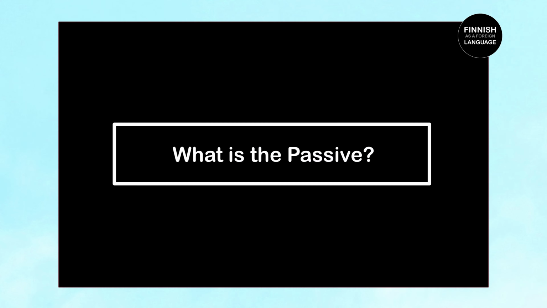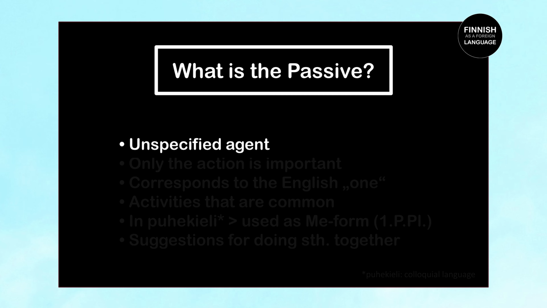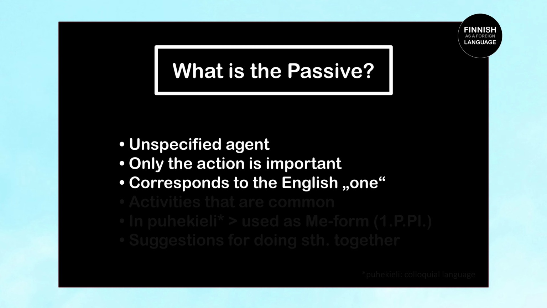So let's go. The passive is used when our agent is unspecified, so that means when we don't know who our doer is, and when only the action itself is important. The passive kinda corresponds to the English one, and it's also used for expressing activities that are simply common. For example, in schools one doesn't smoke.